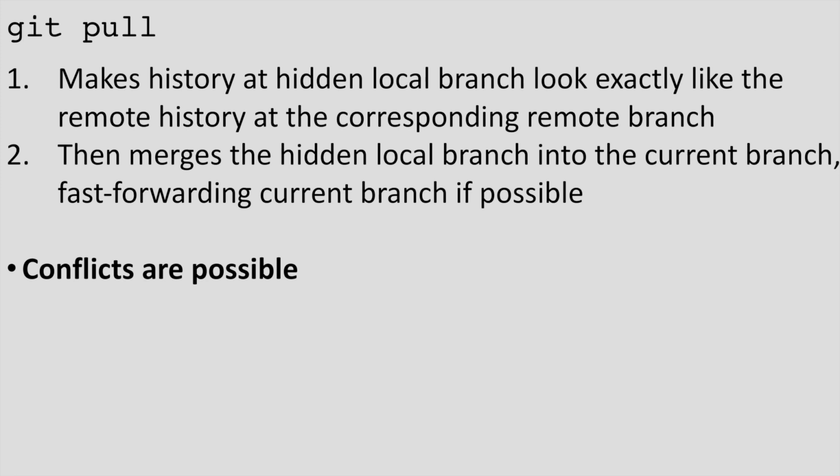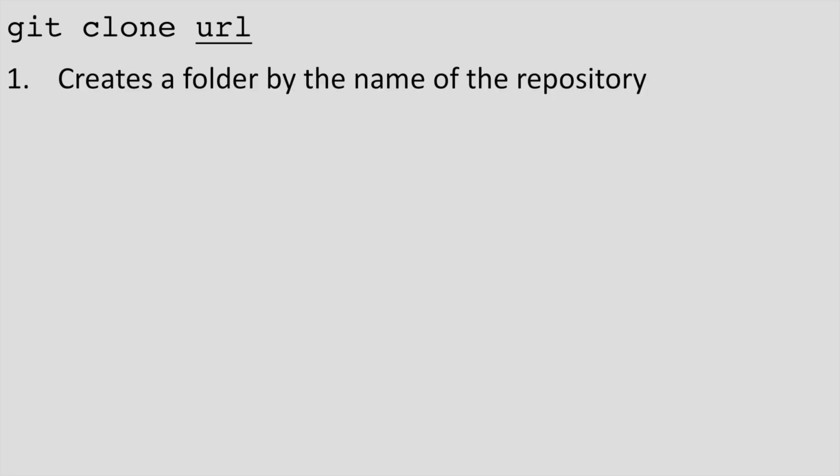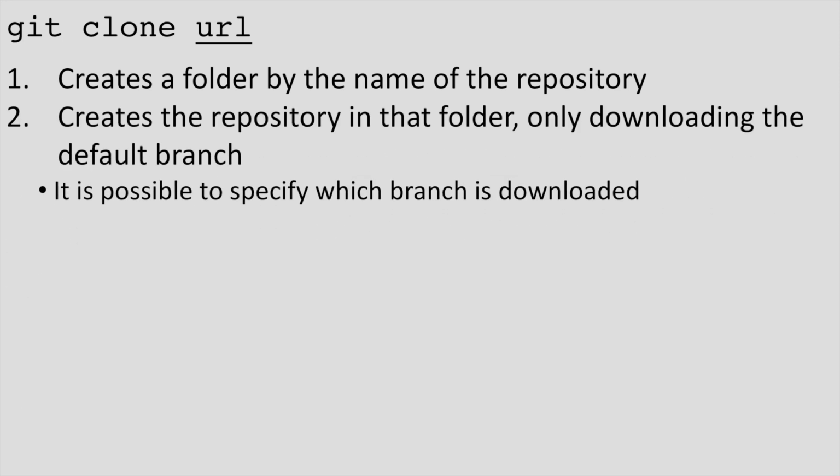The command git clone URL creates a folder by the name of the repository, and then creates the repository in that folder, only downloading the default branch. It is possible to specify which branch is the default branch, that is, which branch is downloaded. So when you use this command, beware of security messes.